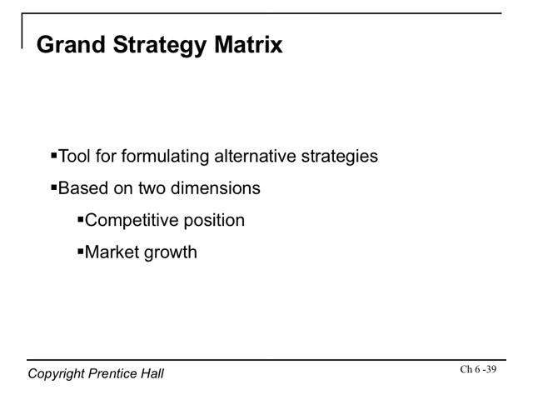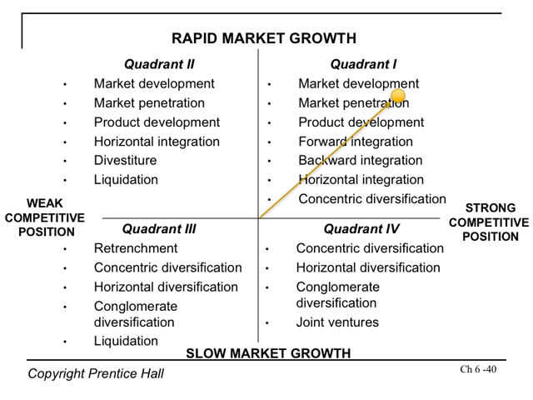And the final one, the grand strategy matrix, looks at two things: competitive position and market growth. On the x-axis, you have competitive position, and on the y-axis, you have market growth. So either the market is growing rapidly or slowly, and the company is in a strong or a weak competitive position.